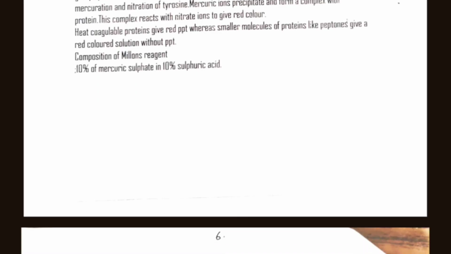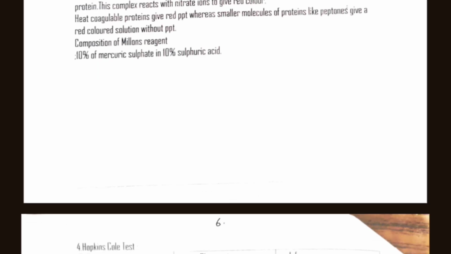What is the composition of Millon's reagent? That is 10% mercuric sulfate and 10% sulfuric acid.